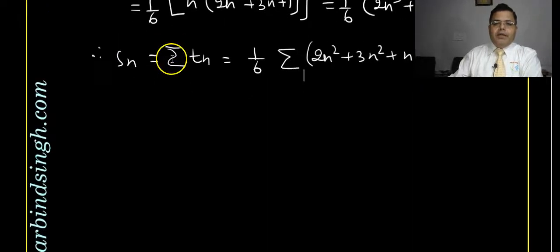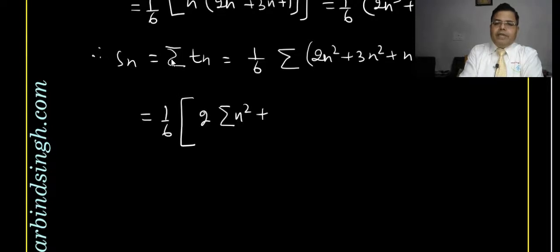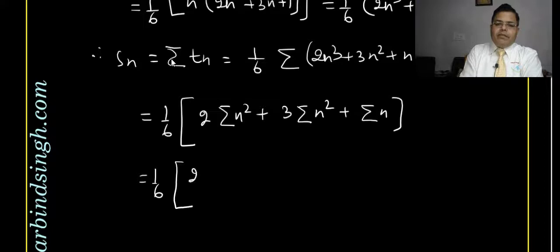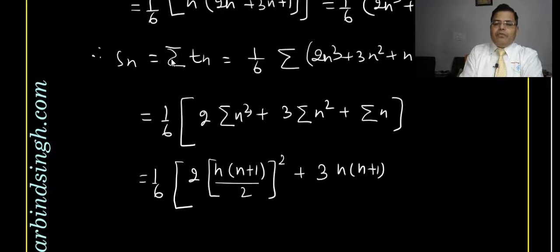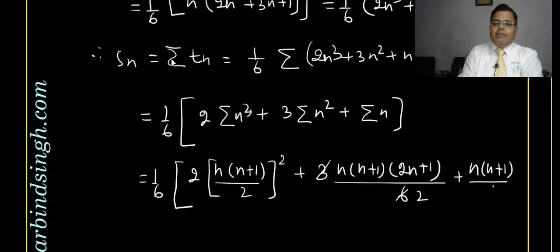So can we do it again, writing this 1 by 6 outside of this bracket, and here 2 times of sigma n square n cube plus 3 times of sigma n square plus sigma n, that we can write. Now what will happen, this will be 1 by 6 into 2 times of sigma n cube, which is equal to n into n plus 1 by 2 whole square, right? And sigma n square is n into n plus 1 into 2n plus 1 whole divided by 6, so 3 twos are 6, this can be cancelled. And sigma n is n into n plus 1 by 2.